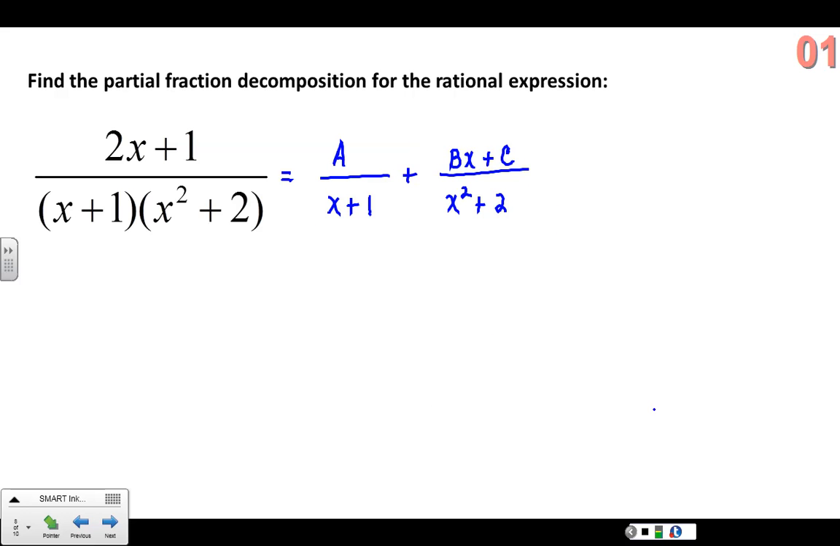So we're going to do the same process we did in the other video. I'm going to multiply through by the common denominator to clear out the fractions. That would give me 2x plus 1 equaling A times x squared plus 2 plus Bx plus C times x plus 1.